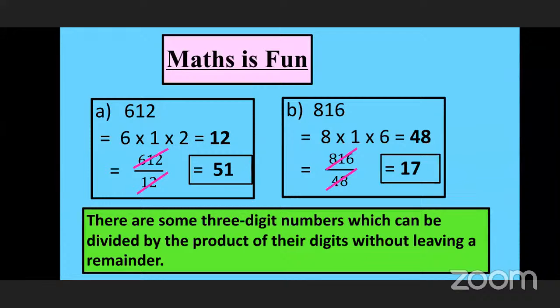And today you have one homework to solve. You remember the homework, right? I will take one more screenshot. One more homework is there. You have to find such numbers which, when divided by the product of their digits, leave no remainder. You have to find more such numbers.